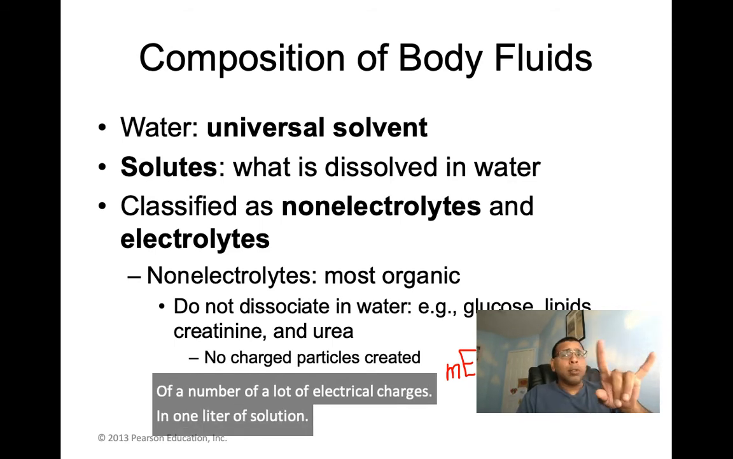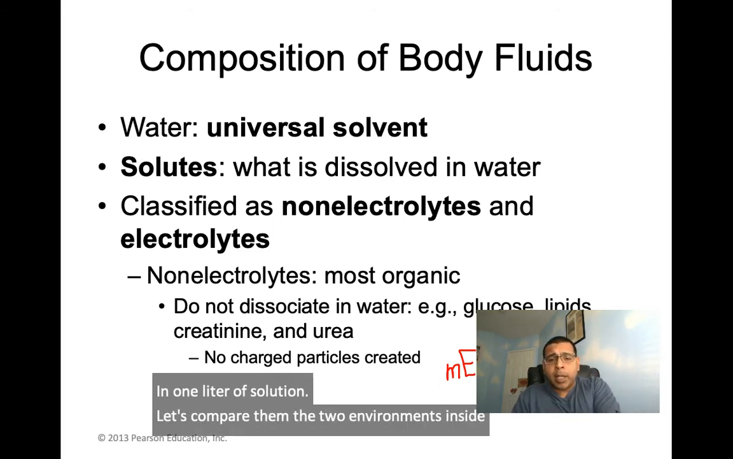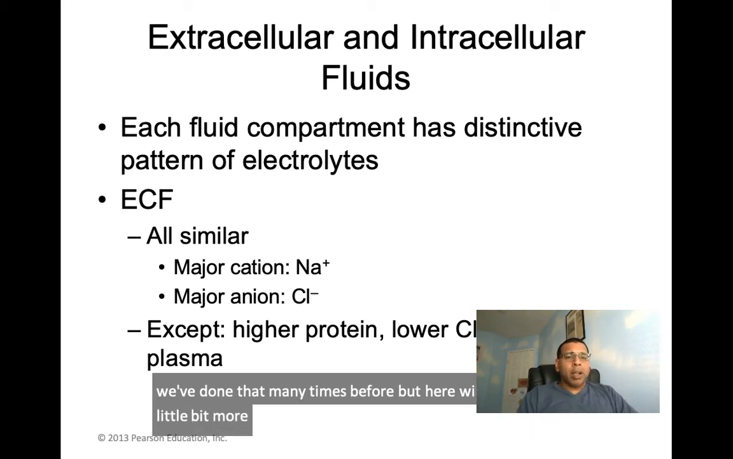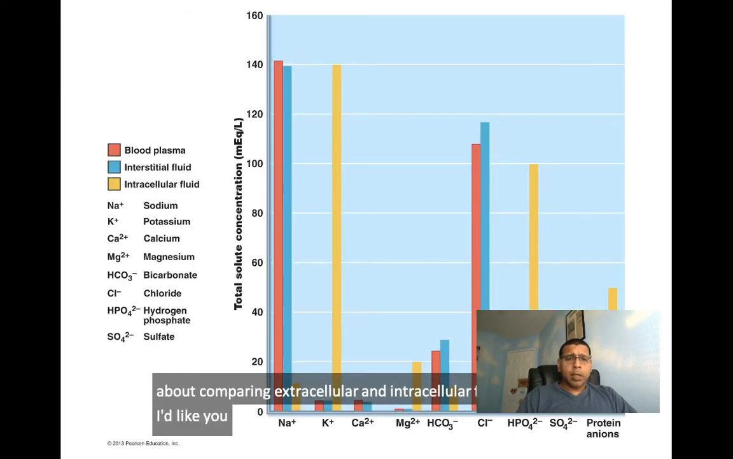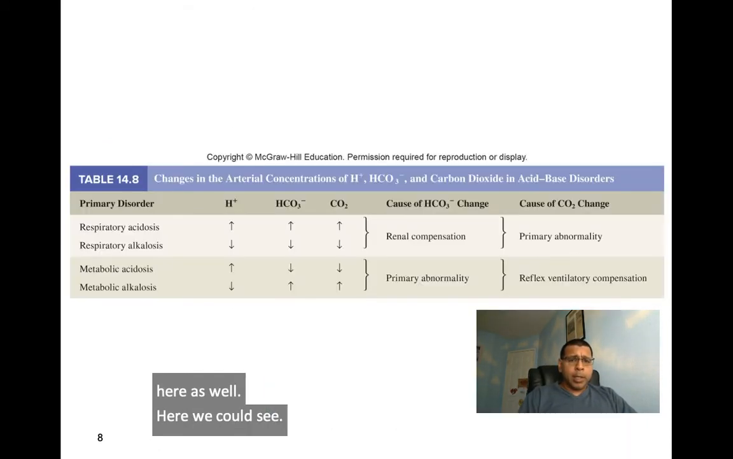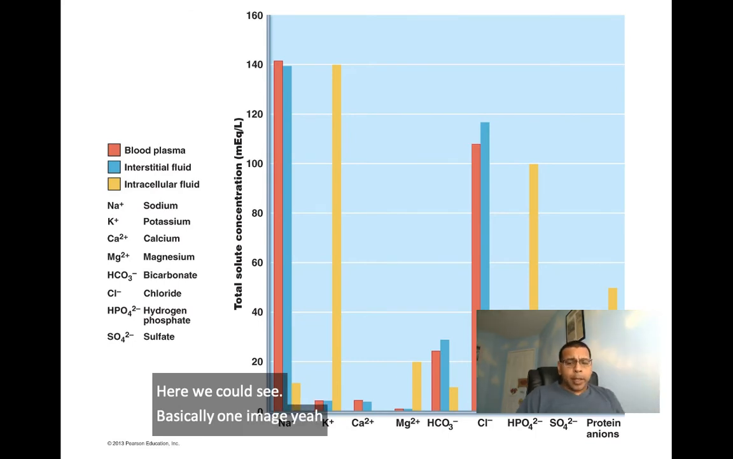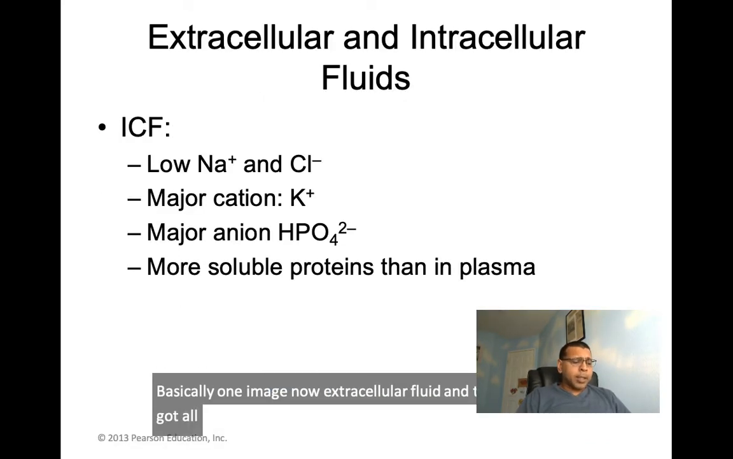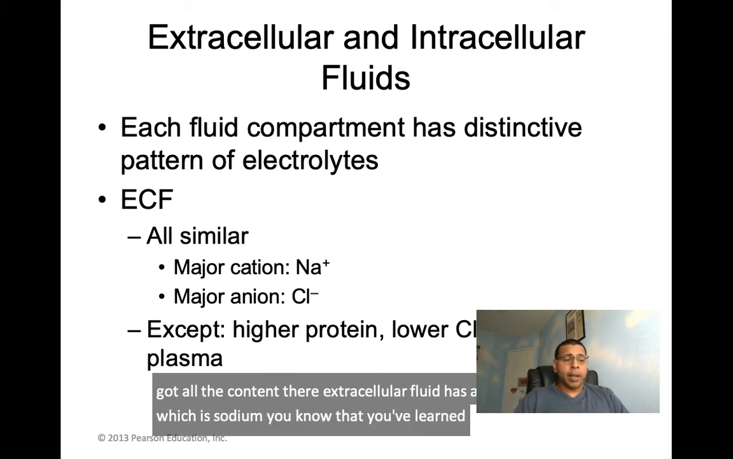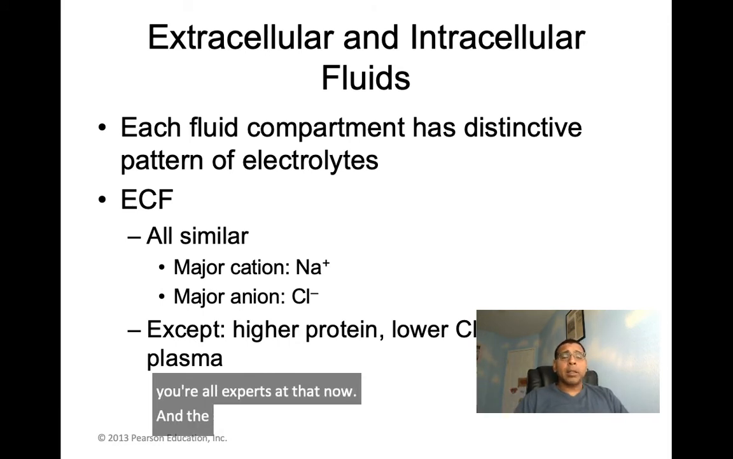Let's compare then the two environments, inside and outside. We've done that many times before, but here we'll look at it in a little more detail. Here we can see an image. Extracellular fluid has a main cation, which is sodium, and the major anion is chloride. We've discussed that as well.